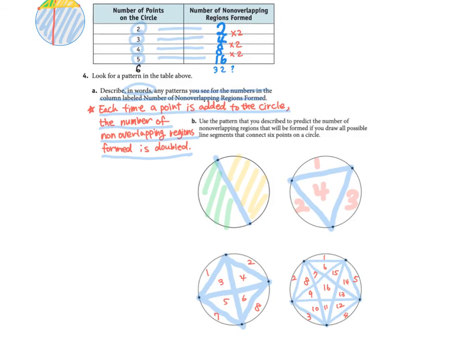All right, I think we already answered B. B says use the pattern that you described to predict the number of non-overlapping regions that will be formed if you draw all possible line segments that connect 6 points on a circle. So if that is a correct conjecture, then the 6 points will form 32 non-overlapping regions. Alrighty, let's move on to the next part.